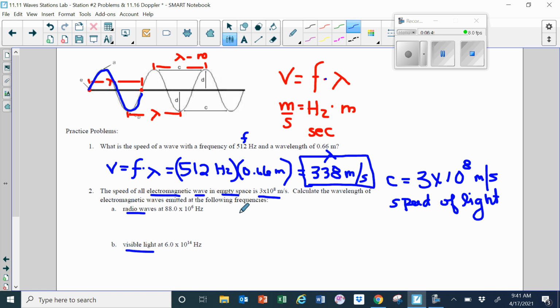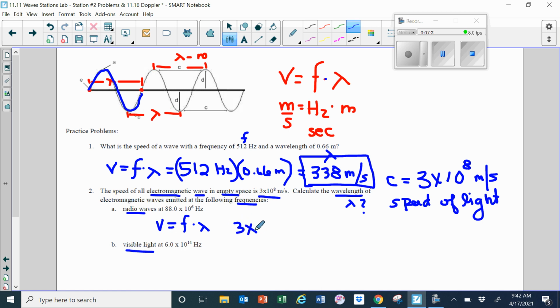So what it's asking for here is to calculate the wavelength of these two waves, and they were emitted at the following frequencies. Let's do that. Radio waves, let's do the first one. Velocity equals the frequency times the wavelength. We're looking to find the wavelength. That's what we're trying to find. Well, the velocity is the speed of light.